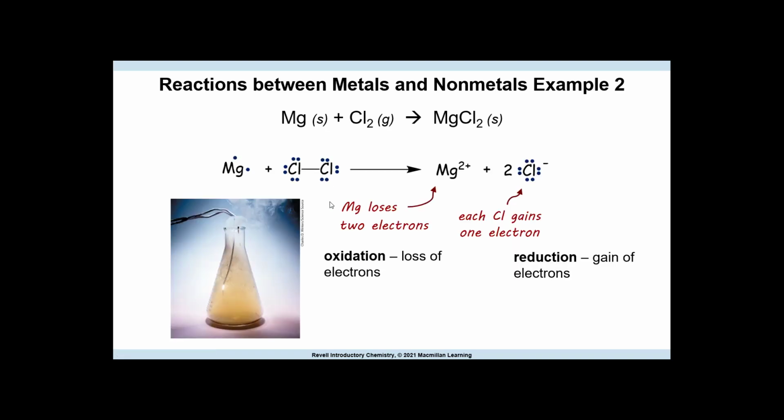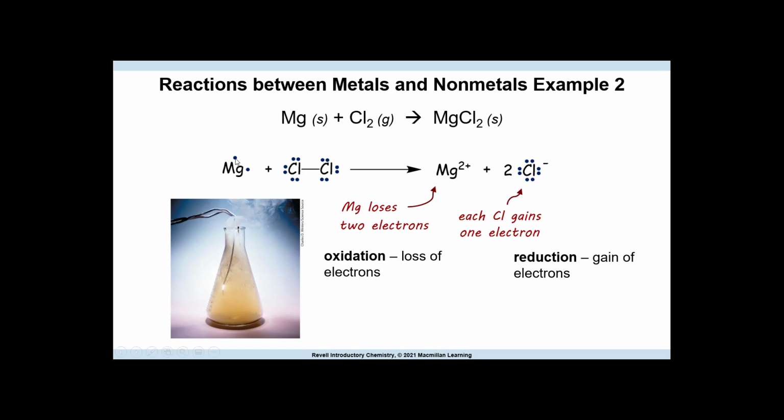Okay, so let's look at magnesium. Magnesium metal reacts violently with chlorine gas to produce magnesium chloride. Again, let's examine this reaction using Lewis structures. The metal atom magnesium loses 2 electrons, while each chlorine atom gains 1 electron. Why do we need to have 2 of them? Because we have 2 electrons, and chlorine only has 1 spot open for 1 chlorine atom. So we need 2 chlorine atoms. One will take 1 electron from magnesium, and the other will take the other electron from magnesium.